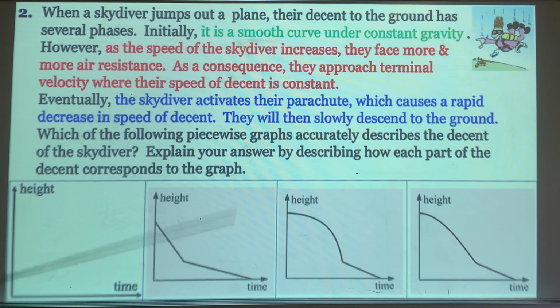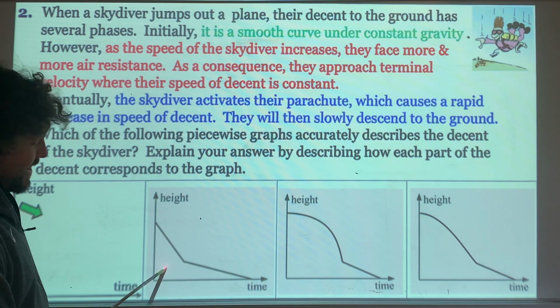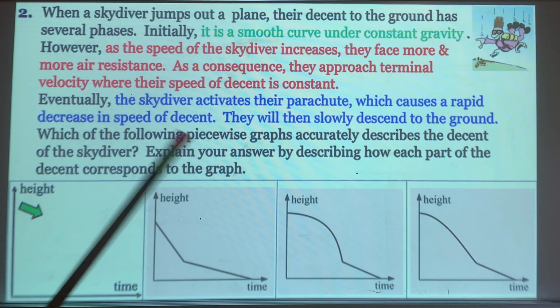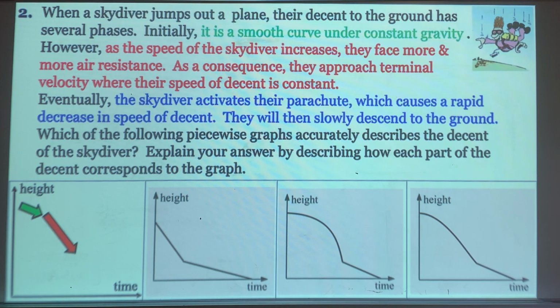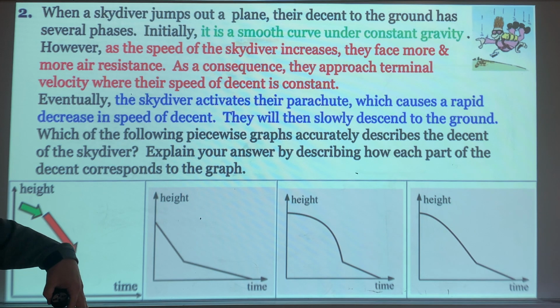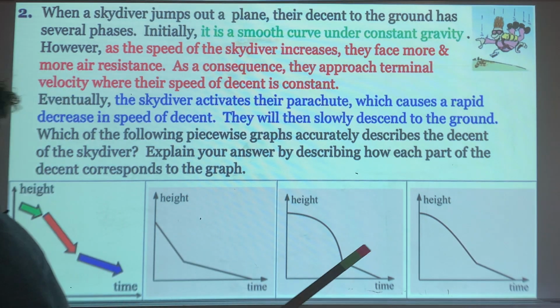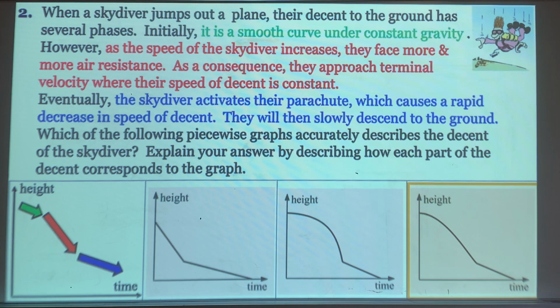So let's break down this thing. It is a smooth curve under constant gravity. So it goes, nice little curve. Not a curve, it's bad. So one of these, smooth curve. As the speed of the skydiver increases, they face more and more air resistance. They approach something called constant velocity. So you're going down pretty much at the same speed until you hit an acceleration. So you're going to go constant speed. Parachute opens, and then they go down slowly. So it's going to be either one of these two. Which one do you think it is? If you said the third one, you are correct.